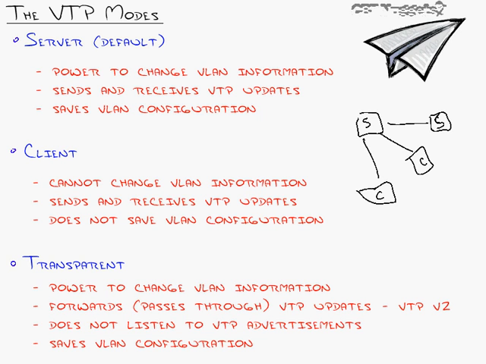So if you had a situation like, let's say this is a transparent mode switch, and then you had another client down here, it could pass the updates through to the client, but it won't listen to the updates themselves. You can create and delete VLANs, and it saves those configurations in the VLAN database file in Flash, but those VLANs are never sent to anybody else. So every switch becomes its own independent authority once you move over to transparent mode.